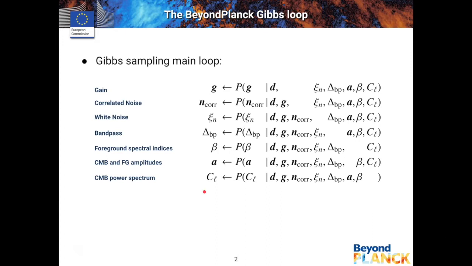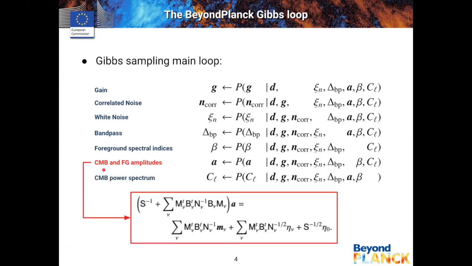Whenever we talk about cosmological parameter estimates, we focus on these last two steps, which are CMB and foreground amplitude sampling and CMB power spectral estimation. In particular, what is the CMB amplitude sampling? It's basically solving this equation here, which, if you consider only this term, is nothing more than a Wiener filter equation. So we are asserting that our map, the CMB map in this case, is a linear combination of frequency maps. But whenever we add these two terms, we are also including constraint realizations.